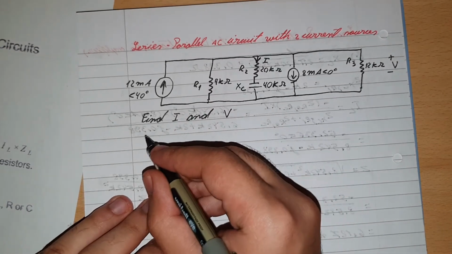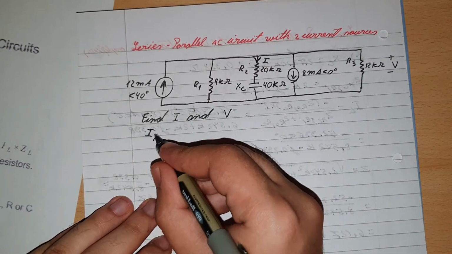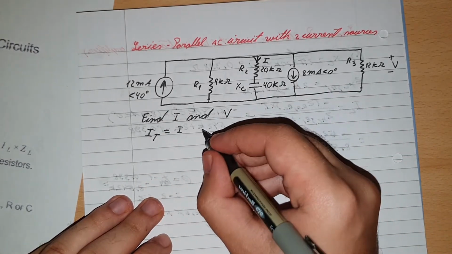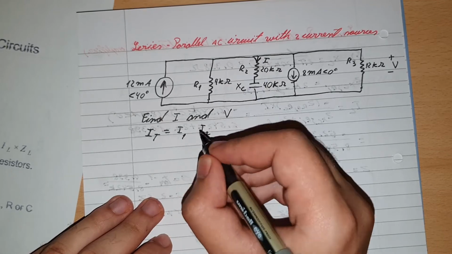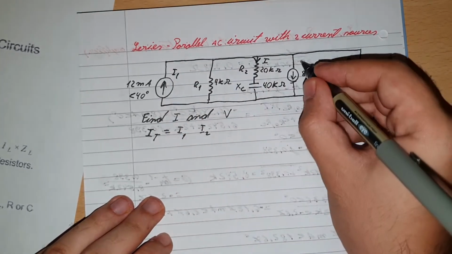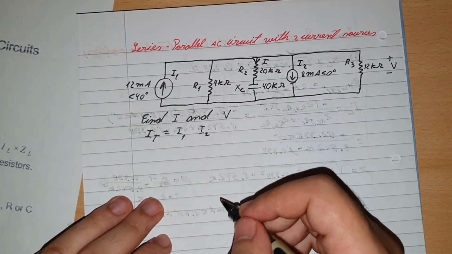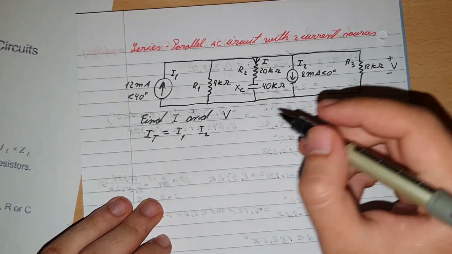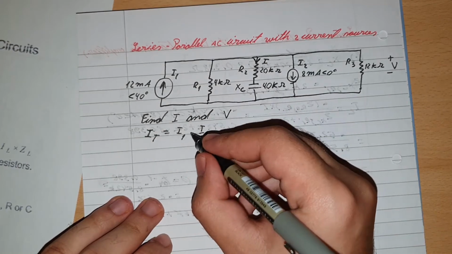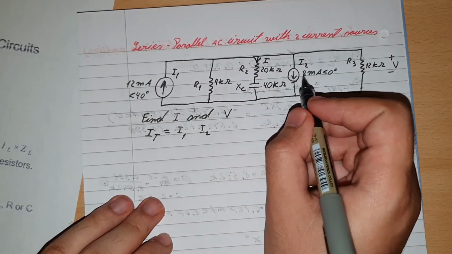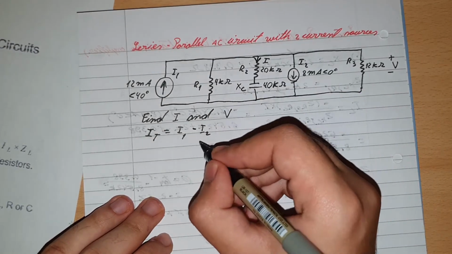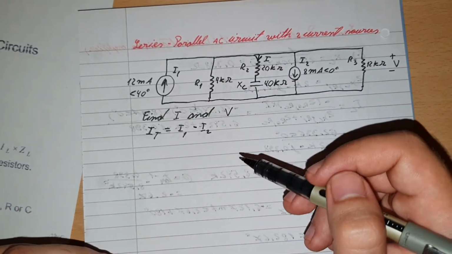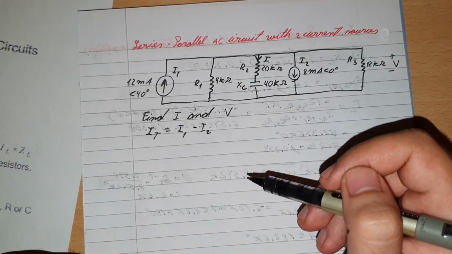Well, you can say that IT, the total current, will be equal to, let's call this one I1 and this one I2. The way you do it is that this current goes in the up direction, this current goes in the down direction, so you can see that they are already opposites. So let's make I2 the negative value, minus I2, and I1 stays as a positive value. Because they go in different directions, at least one of them has to be negative.